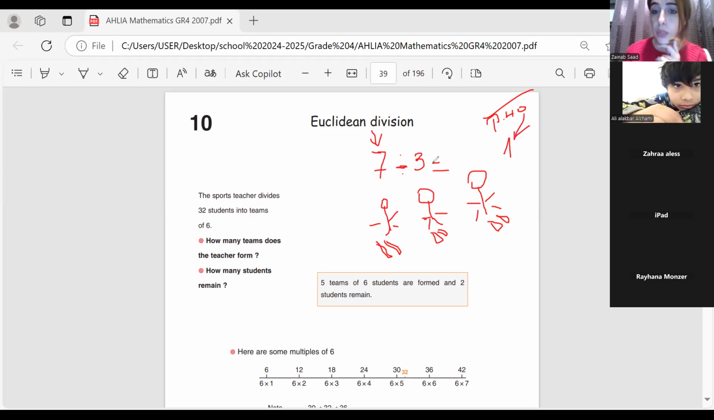So if I want to write the answer, 7 divided by 3, it's going to give us 2, but with a remainder. How much is the remainder, Ali? 1. 1 remaining. Okay, so here do I have an exact quotient? Exact answer? No. It's not an exact quotient because we have a remainder.